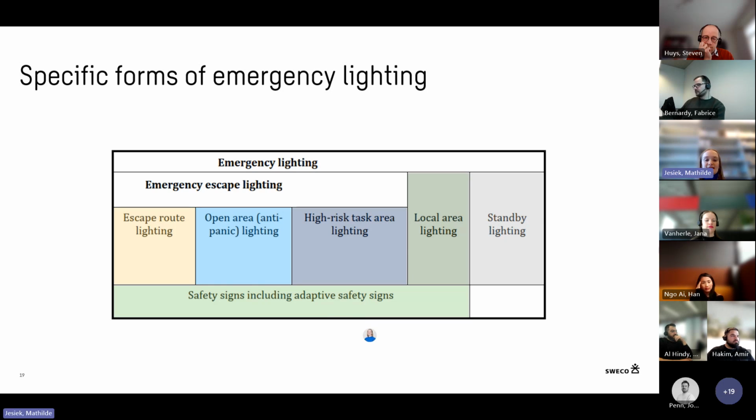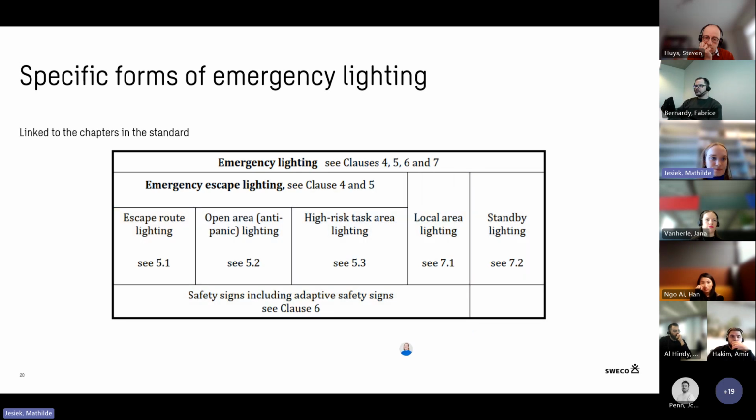The emergency lighting norm is split up in different parts, and this will also be the structure of the presentation. So first we will talk about escape route lighting, then open area lighting, also known as anti-panic lighting, high-risk task area lighting, then something new, local area lighting, and there is also a chapter about standby lighting. And there's also a big umbrella, which is safety signs and points of emphasis that will need special attention in your design.